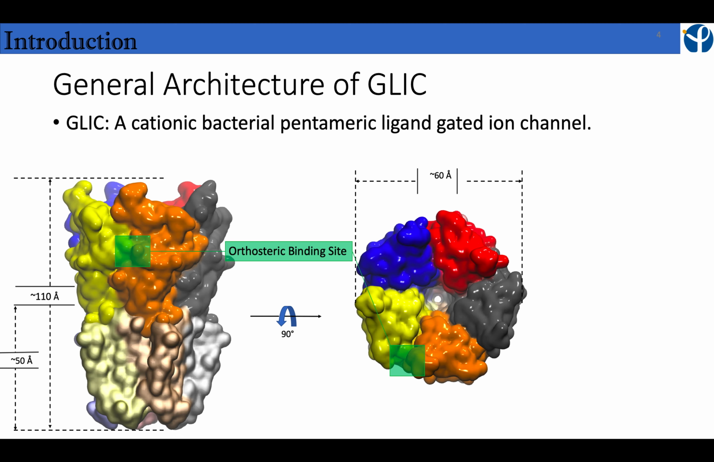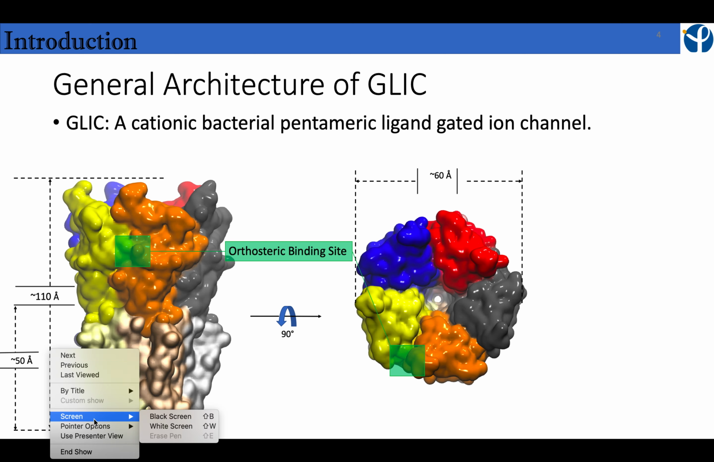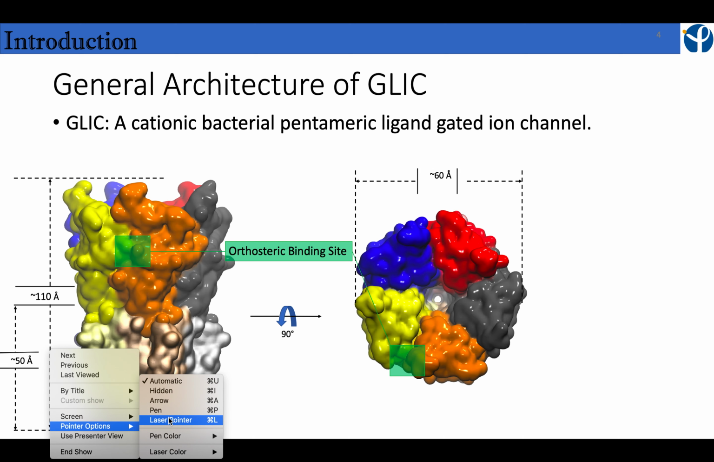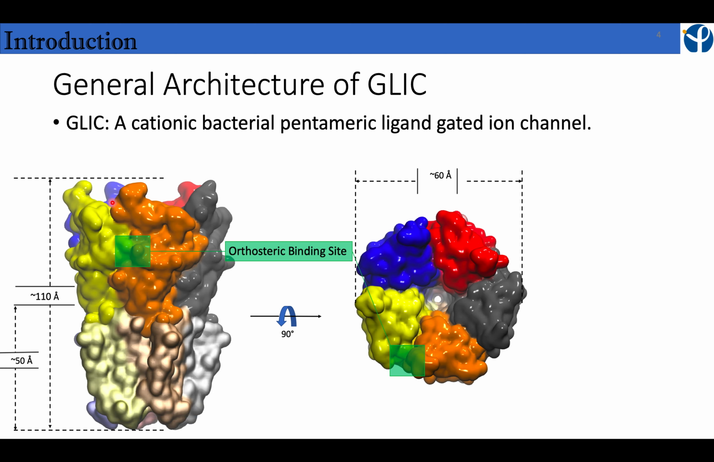Let's show the general architecture. Basically, it's a cylindrical shape, and the height of this cylinder is about 110 angstrom, and the diameter is about 50 angstrom. We have an orthosteric binding site between two subunits, and as the name implies, we have 5 subunits. From the top view you can also see the channel part of it.